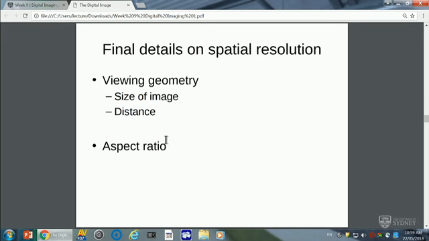Finally, final details on spatial resolution, and this is just clearing things up. Viewing geometry. The amount of detail you see and the amount of pixels you need depends on the size of the image. If you go to watch a film in the cinema, if it's a digitally projected film, you'd need far more pixels if the image is this size than you would if you're watching it on a small computer. If you've got a big screen at home, you'll need more pixels being projected than if you're just watching it on a computer. It also depends on the distance. The closer you are to looking at something, the more pixels you need.